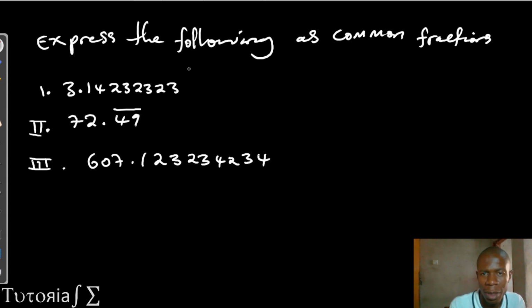So express the following as common fractions. So you have 3.14232323 and so on and so forth. So let me just add one more. So maybe 5, maybe we'll say what? 7.592. Okay, so that is that.